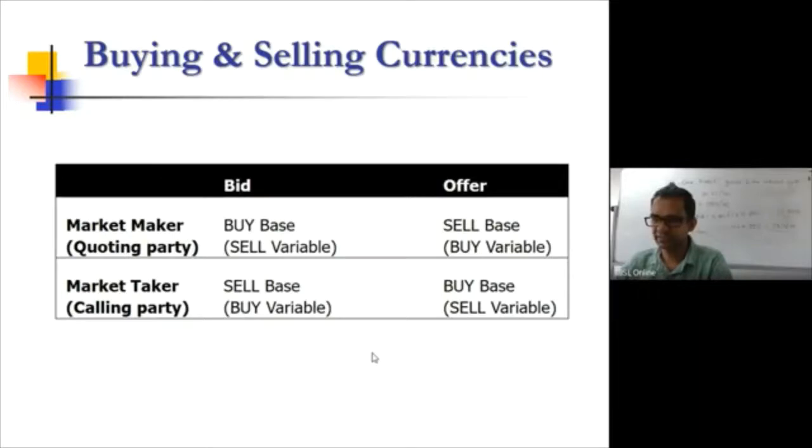Clear? Is it clear? Sir, can you repeat it again? Yes. Market maker, that means the party who provides the quote, buys the base currency at his bid rate. Whatever bid price he quotes, at that price the market maker is willing to buy the base currency. And at the offer price, the market maker is willing to sell the base currency. The opposite is applicable for the market taker. At the bid the market taker will sell the base currency, and at the offer the market taker will buy the base currency.